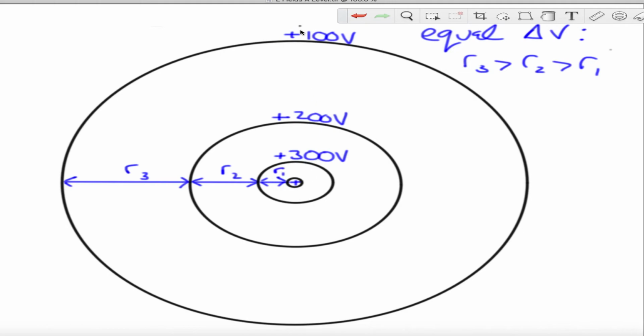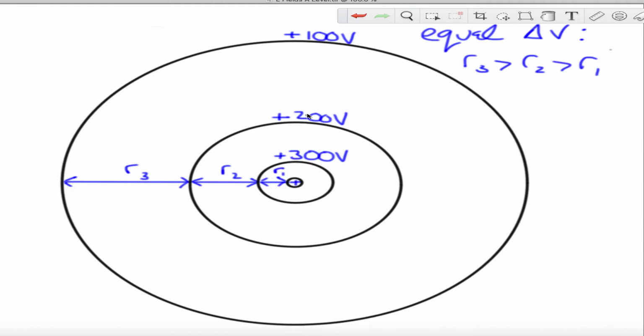I have assigned values to it, but the point is that this distance, which causes a change of minus 100 volts going from here to here, is larger than this distance, which is nearer to the charge, for the same change in potential. So if I was drawing a third equipotential here, then I should probably have assigned that to be plus 400. So my apologies for that.